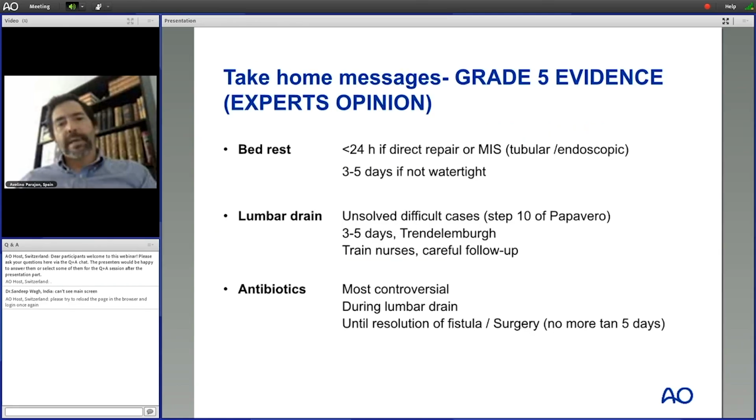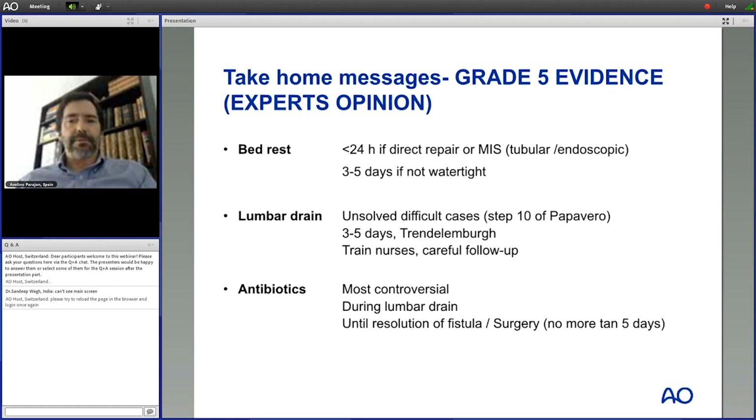So my take-home messages would be, and we have to say that most of what we have said is based on experts' opinion. We don't really have grade 1, grade 2, or even grade 3 good papers, evidence to rely on. So I recommend putting the patient on bed rest for a maximum of 24 hours in the case of MIS approaches, or if we have been able to do a good watertight closure, or a maximum of 5 days if no watertight closure has been done. If there is still a leak, consider emergency reoperation.